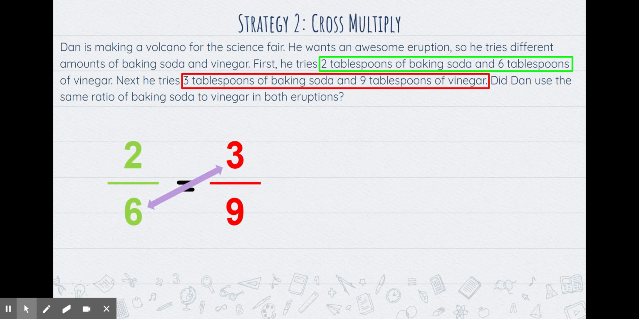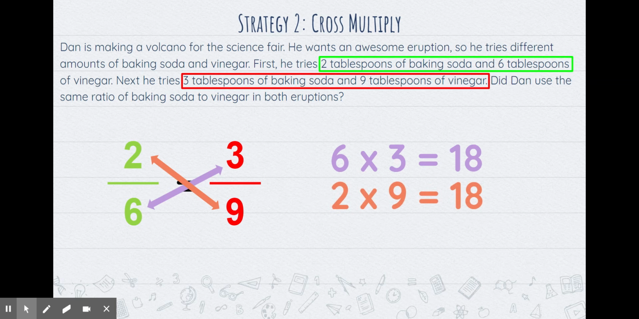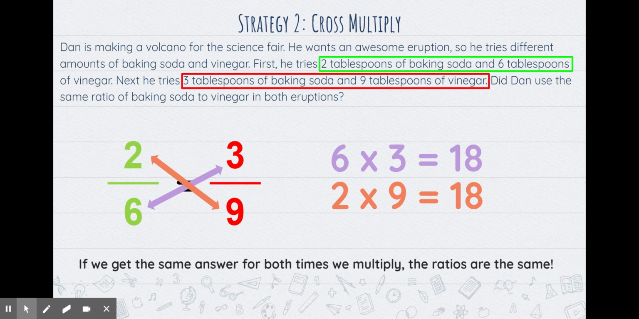So I'm going to multiply my 6 and my 3, my opposite corners, and I'm going to say 6 times 3 equals 18. Then I'm going to multiply my 2 and my 9, that opposite corner, and I'm going to get 18. Now, if we get the same answer for both times that we multiply, our ratios are the same. So these are two different techniques, two different strategies that you can use to find if two ratios are the same ratio or if they are both equivalent to each other.